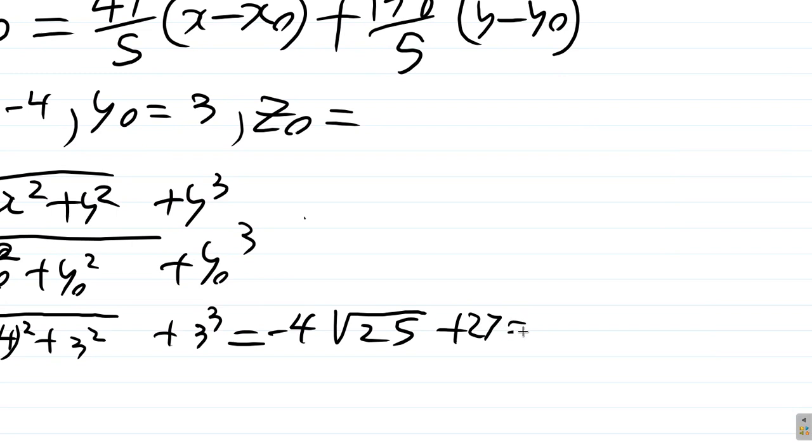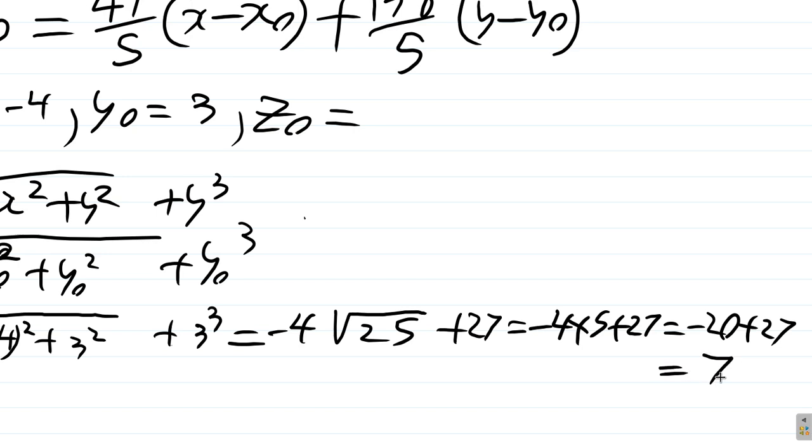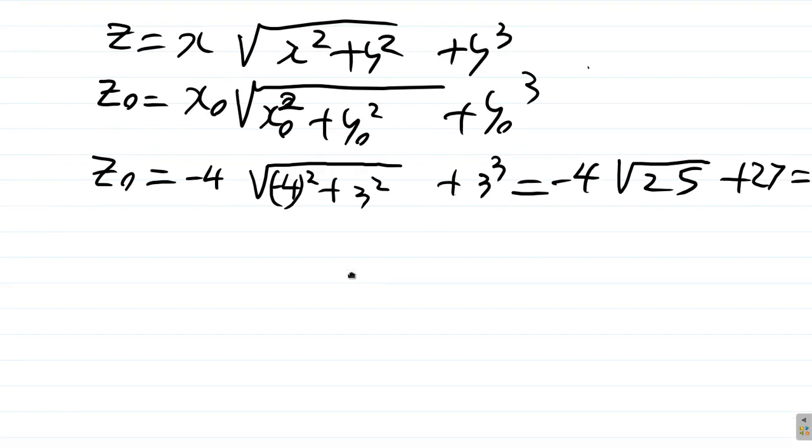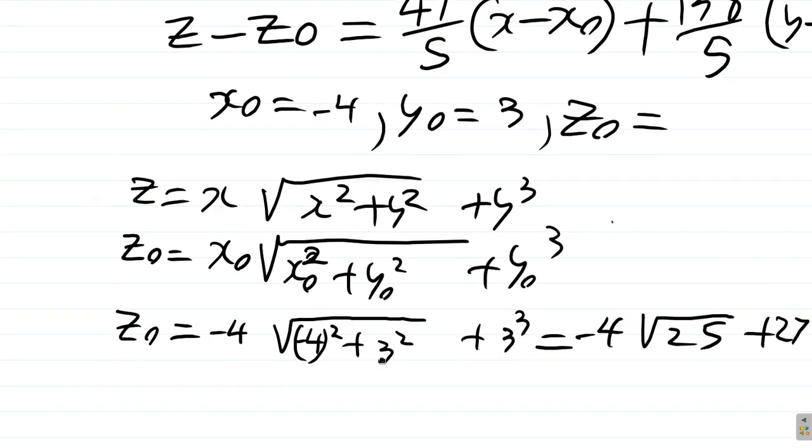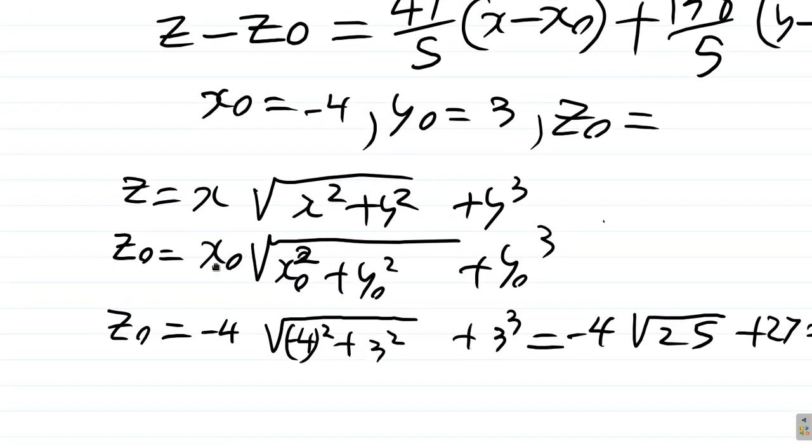So it is negative 4 by 5 plus 27 equals negative 20 plus 27. Negative 20 plus 27 is 7, right? So we get our z naught as 7. So we can substitute them now.